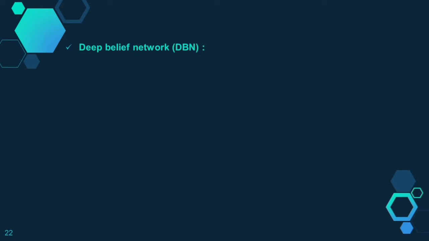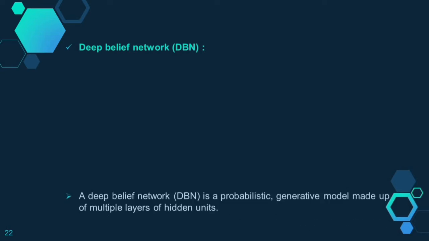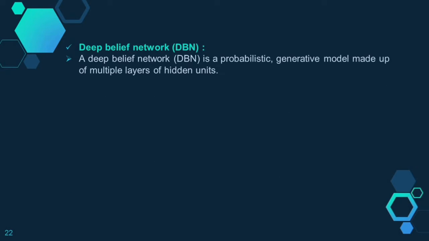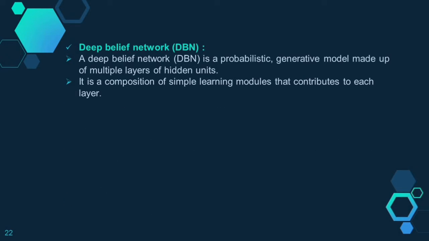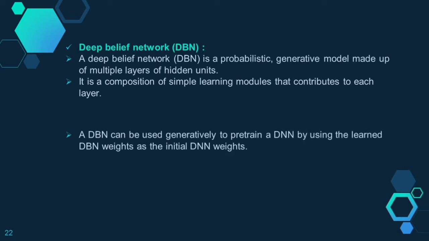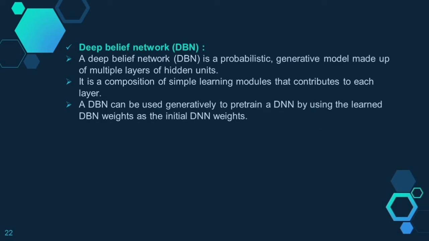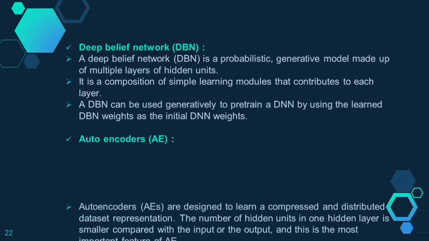Deep belief network, that is DBN. It is a probabilistic generative model made up of multiple layers of hidden units, and a composition of simple learning modules that contributes to each layer. A DBN can be used generatively to pretrain a DNN by using the learned DBN weights as the initial DNN weights.